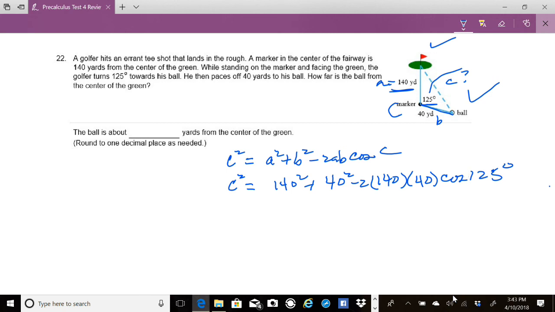So taking the square root of C squared, after you calculate C squared, you get C is equal to 166.2. So the ball is 166.2 yards from the center of the green. And that is the last problem.